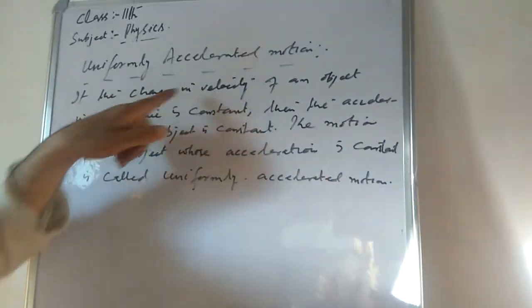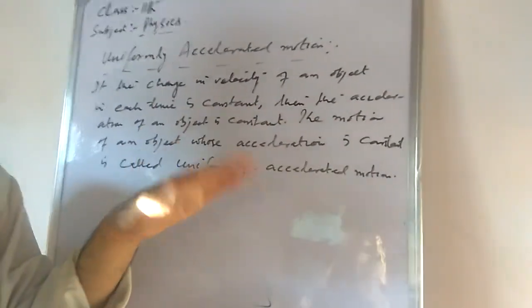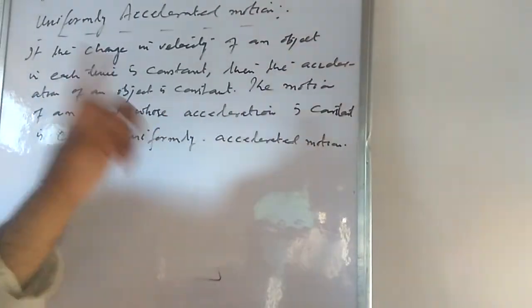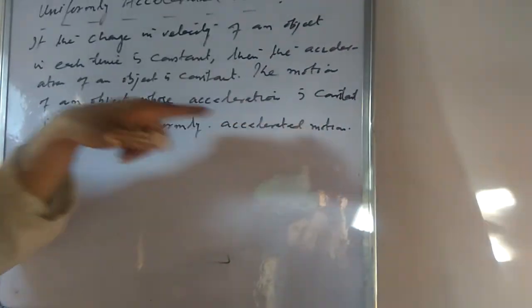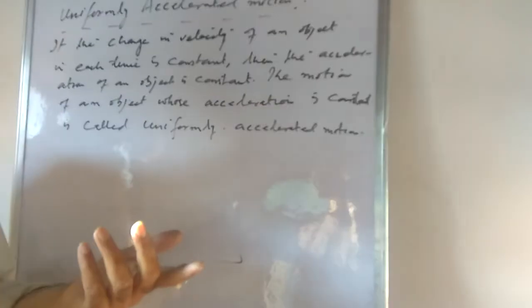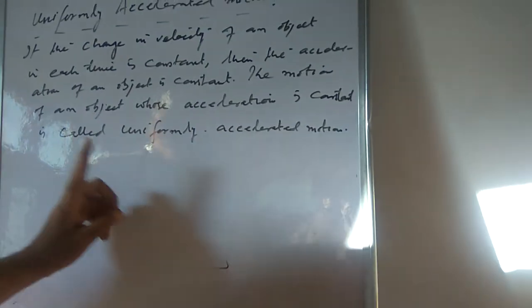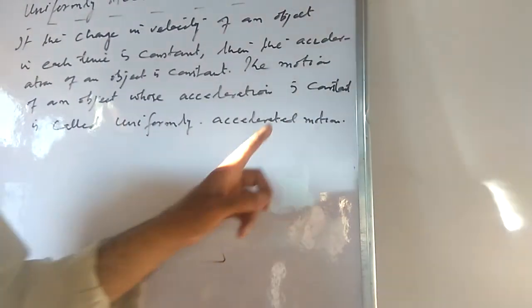What is uniformly accelerated motion? If the change in the velocity of an object in each time is constant, that means in every instant the change in the velocity is constant, we can say the acceleration of an object is constant. And when the acceleration of an object is constant, that means the acceleration is not changing with time, it remains constant, we can say the body is said to have uniformly accelerated motion.